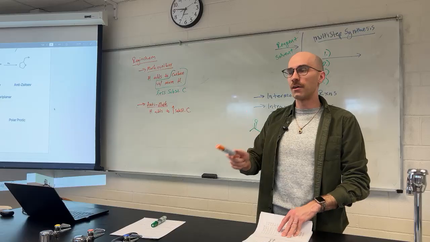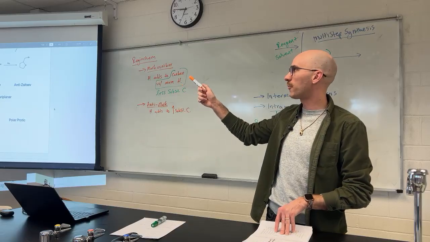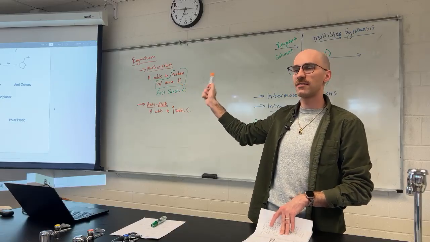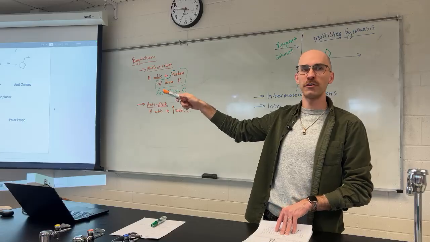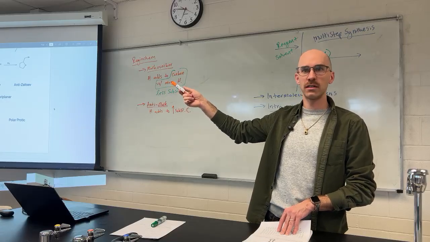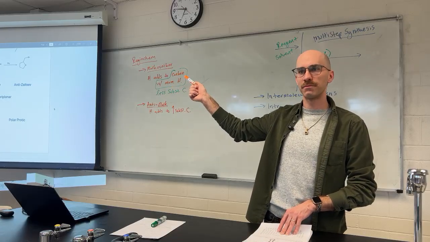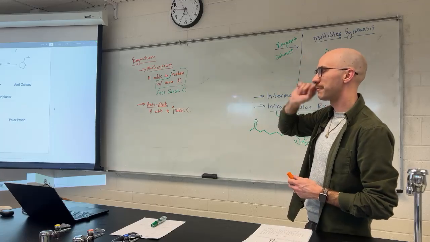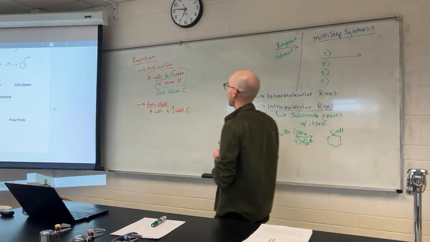I made a mistake though. On here, I put Markovnikov, Hoffman, Zaitsev, and anti-Zaitsev. I should have put Markovnikov and anti-Markovnikov, Zaitsev, and Hoffman. So that is just another thing for me to fix down the road.